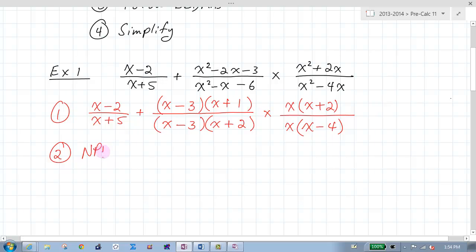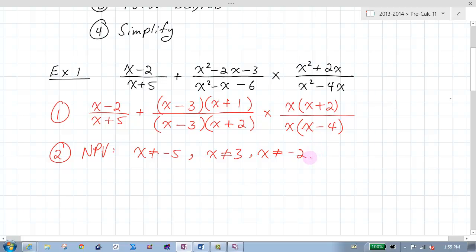So, okay, these are non-permissible values of x. X cannot be equal to negative 5, because if x is negative 5, the first rational expression is going to be undefined. It's going to be a division by 0, and that's no good, right? For the second rational expression, we have these two. If you set them equal to 0, then x cannot be equal to 3, and x cannot be equal to negative 2.